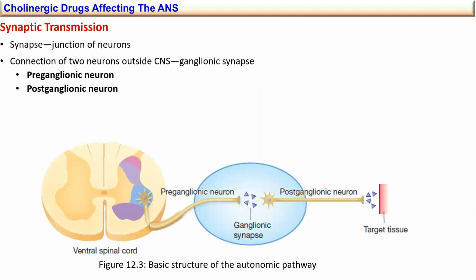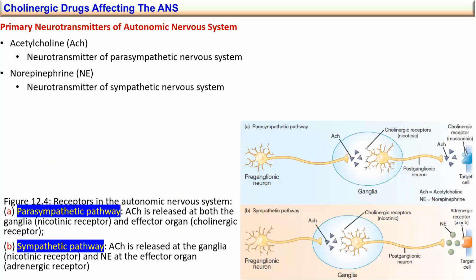So the connection of two neurons outside the CNS is a ganglionic synapse, where we have a preganglionic neuron and a postganglionic neuron. Many drugs affect autonomic function by altering the neurotransmitter activity at the second synapse, which is on the postsynaptic neuron and its connection with the target tissue. That's where the transmitter will have the most effect on the function.